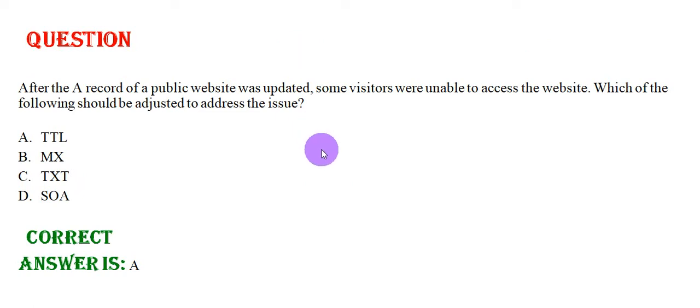After the A record of a public website is updated, some visitors are unable to access the website. Which of the following should be adjusted to address the issue? Option A, TTL. Option B, MX. Option C, TXT. And option D, SOA. The correct answer is option A.